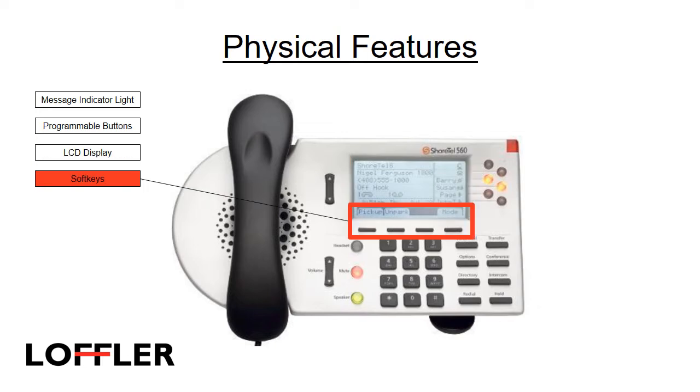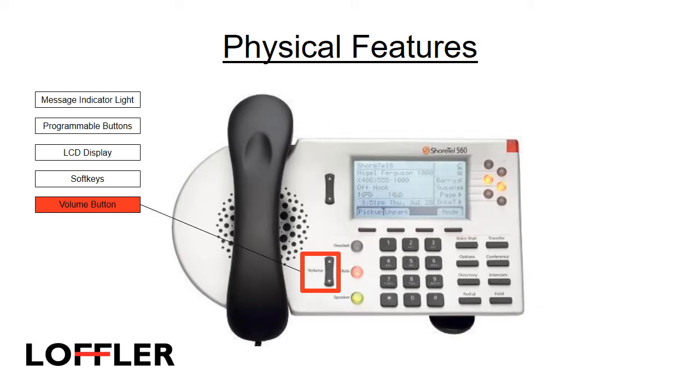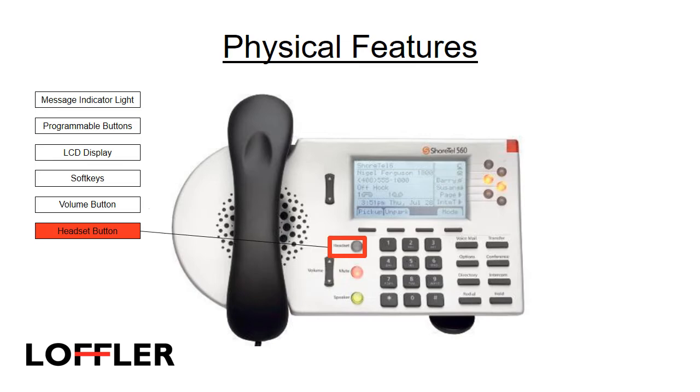The soft keys are located directly below the LCD screen. The functionality is written upon the screen and changes depending on what you are trying to do with the phone. The volume button allows you to change the volume of your ringer, your speakerphone, your handset, and your headset. The headset button allows you to use a headset and speak hands-free.